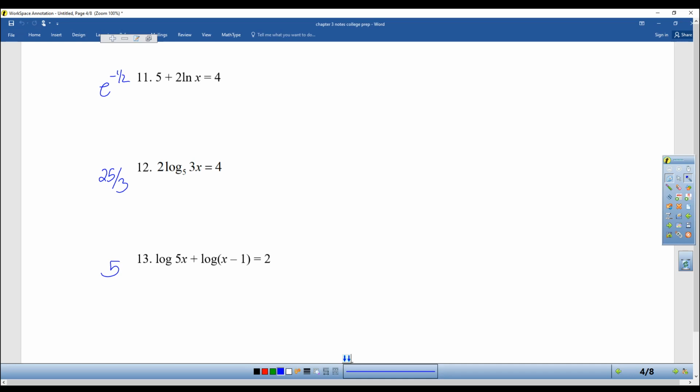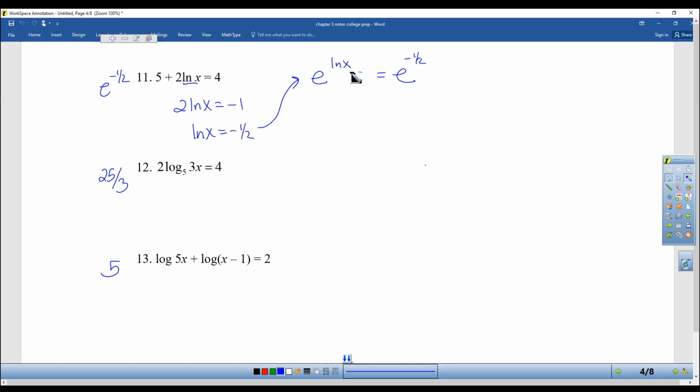So our first step is to get this natural log by itself. So I'm going to subtract 5, which gives me negative 1. And then I'm going to divide by 2. I have an ln in my problem. How do I undo it? With an e. So I exponentiate both sides. So e to the ln of x is equal to e to the negative 1/2.